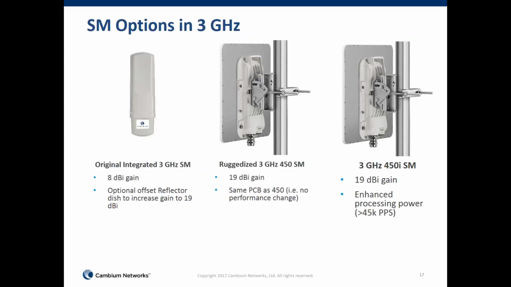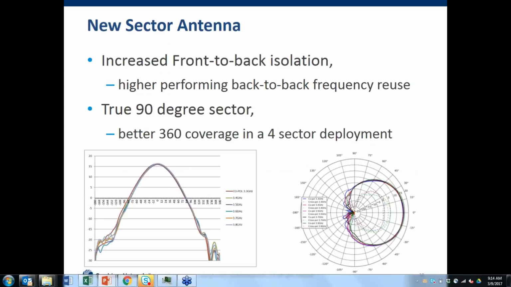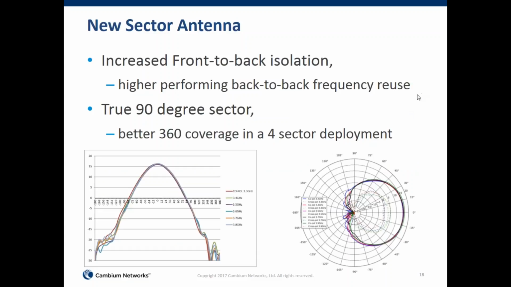We don't have any plans to remove this option from the portfolio. And now we recently introduced the 3 gig 450i subscriber module, and that has the enhanced processing power and the aux port in case that's needed. So the new sector antenna, the other major difference is that it has increased front-to-back isolation for higher performing back-to-back frequency reuse, meaning the AB frequency reuse capabilities. And it is a true 90-degree sector.